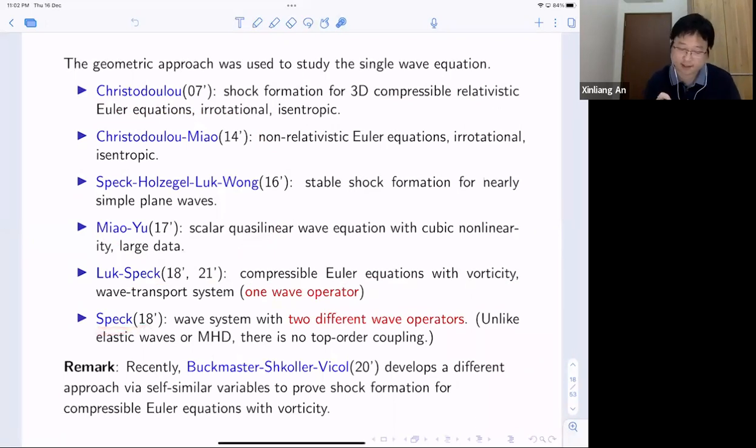In another work, Speck used this geometric approach to prove shock formation for a wave system with two different wave operators, allowing for different wave speeds in the system. But unlike the elastic wave or the MHD system, the system Speck treated has no top-order coupling; the coupling is at a lower order. He proved that the geometric approach can be used to show shock formation for this system. And quite recently, Buckmaster, Shkoller and Vicol developed a different approach, using self-similar variables to prove shock formation for the compressible Euler equation, allowing for nontrivial vorticity.